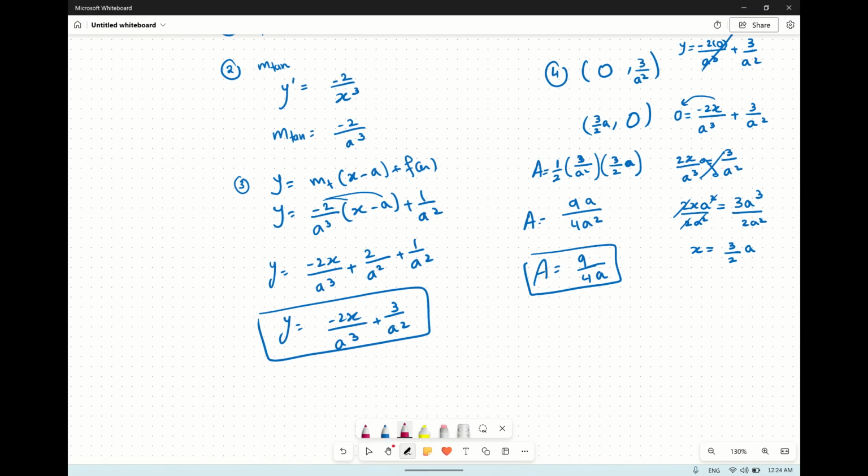Now how to show that this area will be different when a is different? Well, let's say let a be 1. Then the area will be 9 over 4. Now let a be 2. Then the area will be 9 over 8. So now the area is different. It's not the same. So now that's it. I was able to show this.